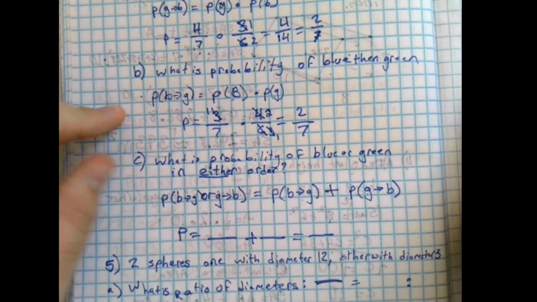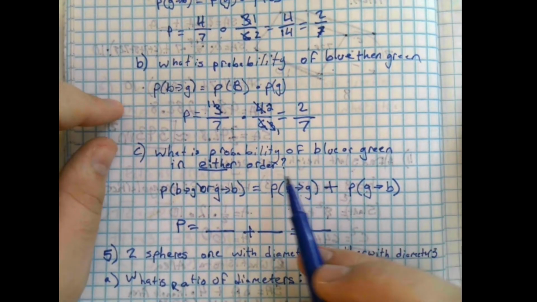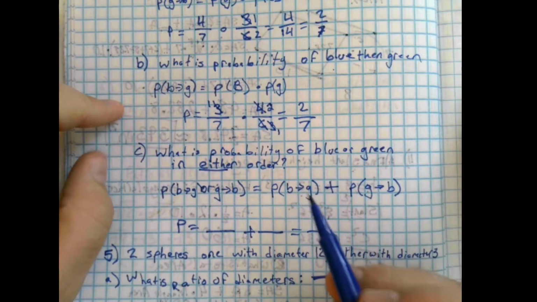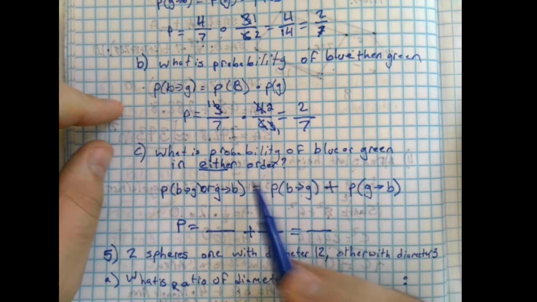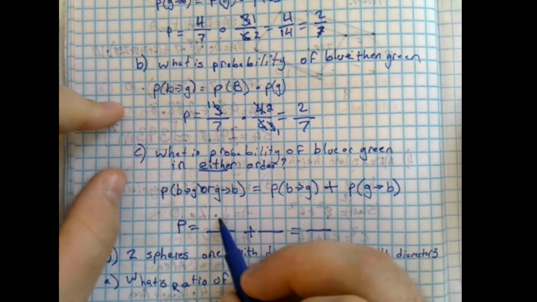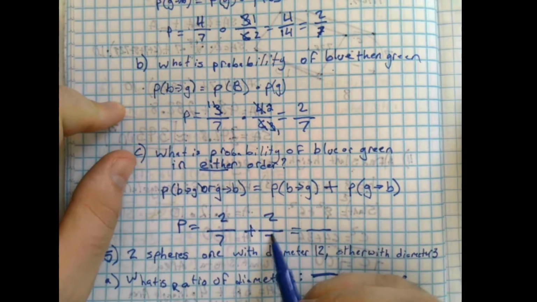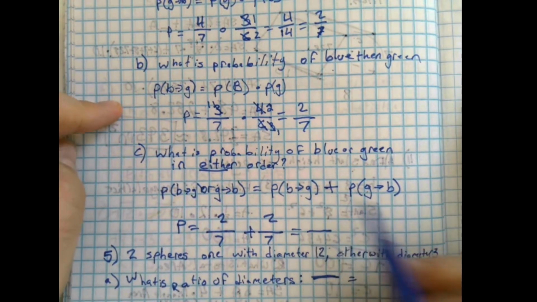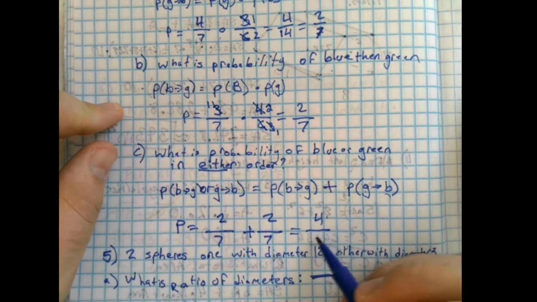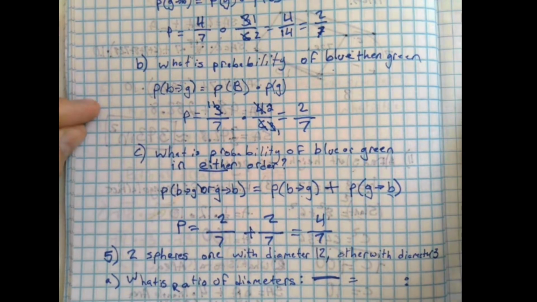Now, part C of question 4 says, what is the probability of blue or green in either order? Now, when you're given 2 options and both are okay, one or the other would work, we add. So the probability of blue then green we found was 2 over 7. The probability of green then blue was 2 over 7. So the probability of this or that would be 4 over 7. Remember, when we add fractions, we only add the numerator.